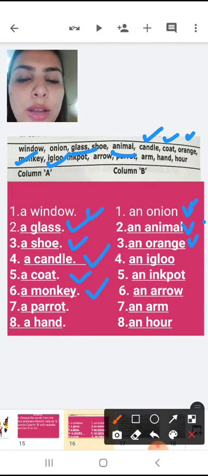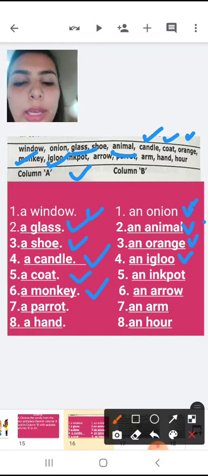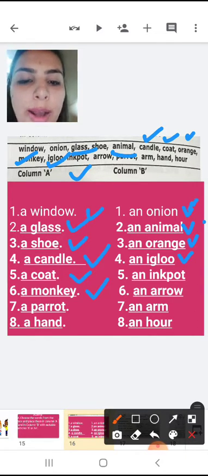Next is igloo, which starts with I, which is a vowel. So write an igloo in column B: an igloo. Next is ink pot. Ink pot again starts with the letter I and I is a vowel. That is why we write AN before ink pot. So write in column B: an ink pot.